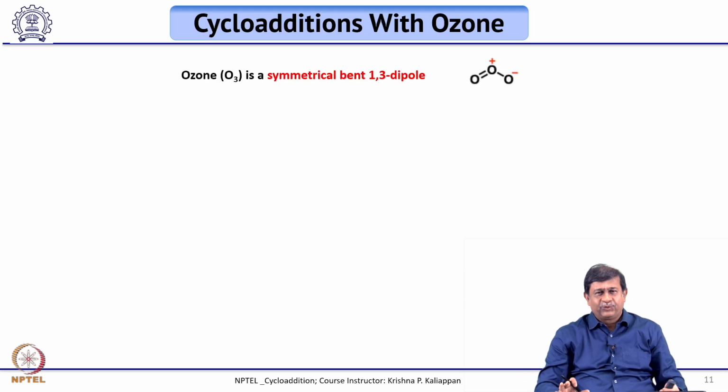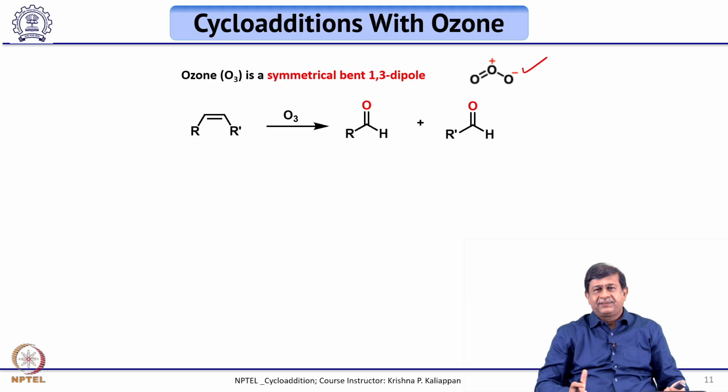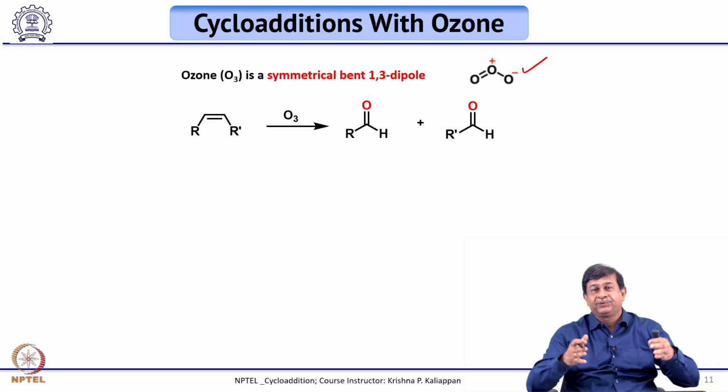Okay. So ozone is a well known dipole, and here all the atoms are oxygen, and it is also belonging to allyl anion type. It is a bent dipole. So what is the use of ozone? We all know if you have a double bond, if you treat with ozone followed by treatment with dimethyl sulfide, triphenyl phosphine, so on, it will cleave the double bond to two carbonyl groups.